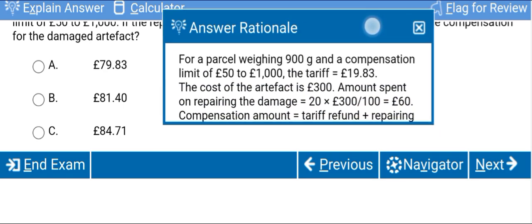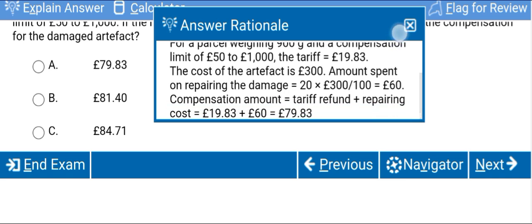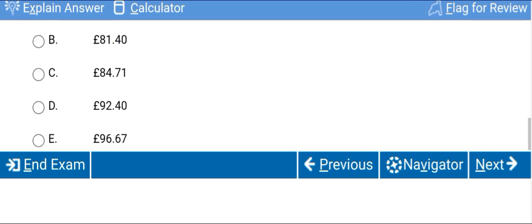For a parcel weighing 900 gram and a compensation limit of 50 pounds to 1000, the tariff is 19.83 pounds. The cost of the artifact is 300 pounds. Amount spent on repairing the damage equals 20 multiplied by 300 divided by 100 equals 60 pounds. Compensation amount equals tariff refund plus repairing cost equals 19.83 plus 60 pounds equals 79.83 pounds, which is option A.